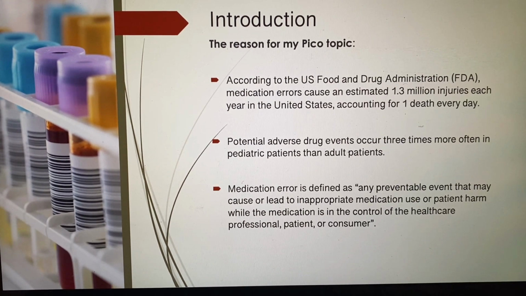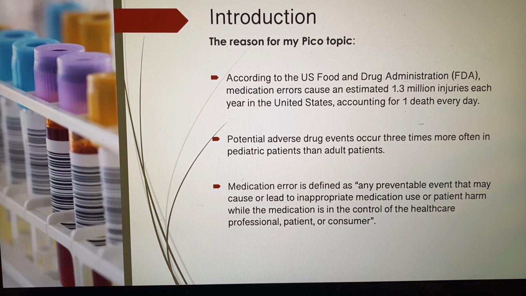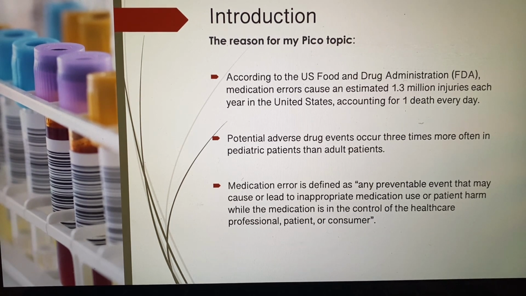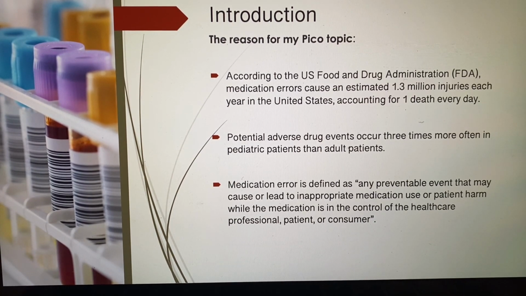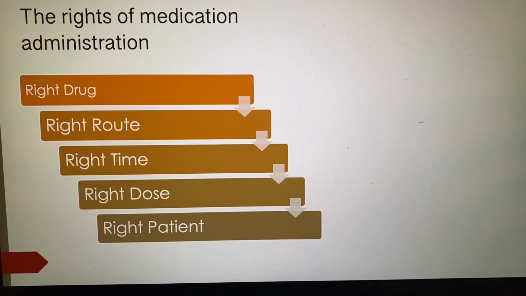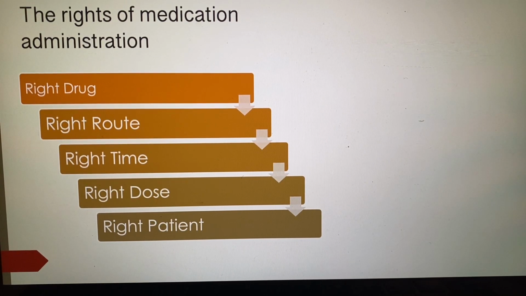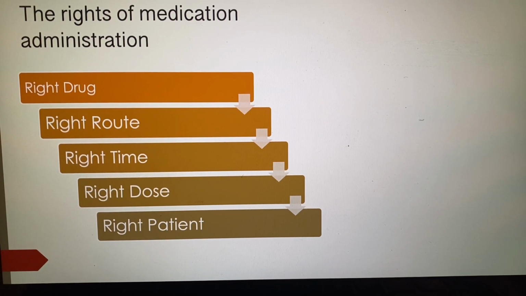Medication error is defined as any preventable event that may cause or lead to inappropriate medication use or patient harm while the medication is in the control of the healthcare professional, patient, or consumer. There are 5 rights of medication administration, and this is the standard that is used mostly in healthcare facilities nationwide. They are the right drug, the right route, the right time, the right dose, and the right patient. Following these medication rights usually helps to reduce medication errors.